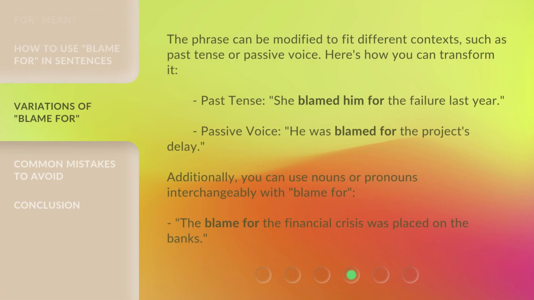The phrase can be modified to fit different contexts, such as past tense or passive voice. Here's how you can transform it. Past tense: she blamed him for the failure last year. Passive voice: he was blamed for the project's delay. Additionally, you can use nouns or pronouns interchangeably with "blame for." The blame for the financial crisis was placed on the banks.